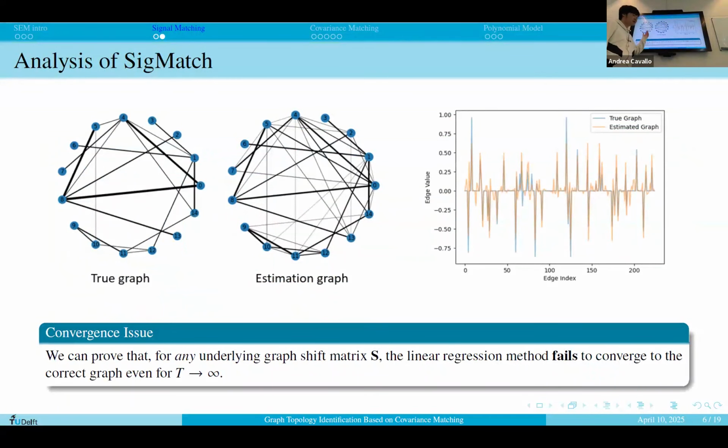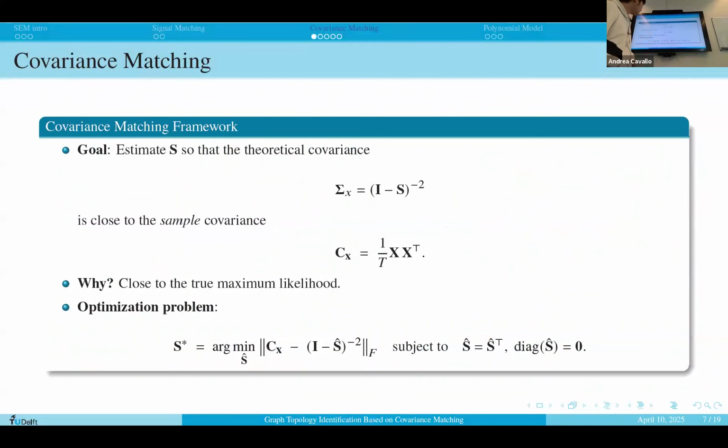So this is some experiment to verify our idea. We run a simple regression problem, and actually we can have a very strong proof. Even as t goes to infinity, for any graph S, the estimation result doesn't converge to the true graph S. So that's a problem. We want to improve it.